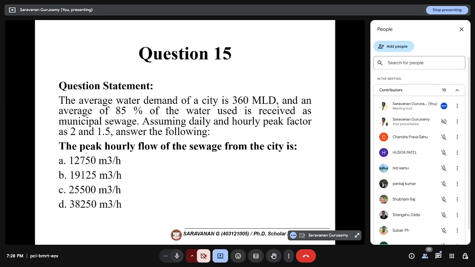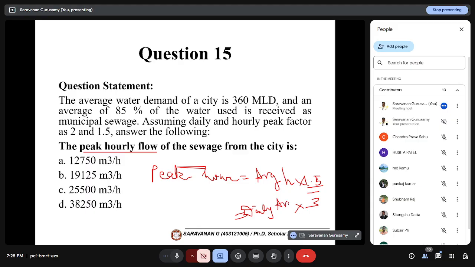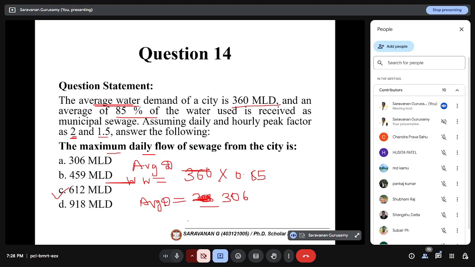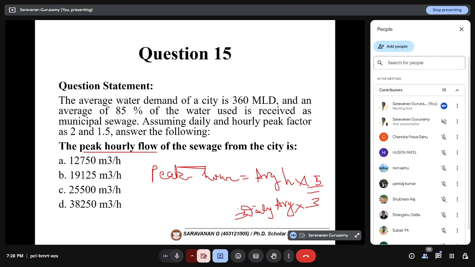Then they are asking what is the peak hourly. Then you have to calculate the peak hourly equal to average hourly into 1.5. Or else you can directly take 3 with the daily average. So this 2 you can use. So what is the daily average? I have already calculated as 306. 306 into 3, 918. That is the answer. 918 mld. But they are asking in meter cube per hour.